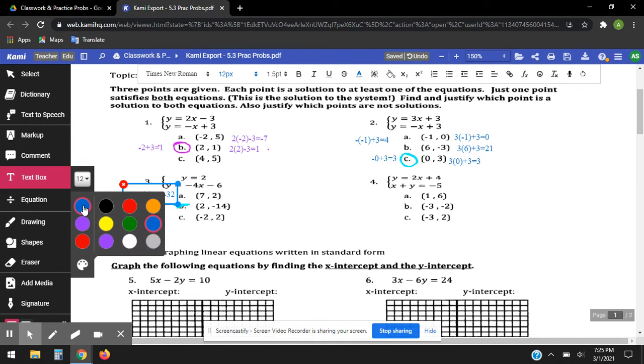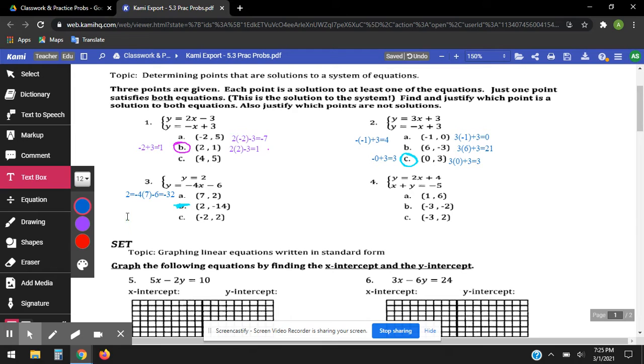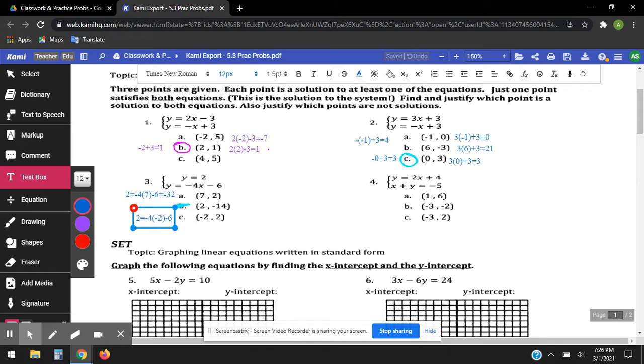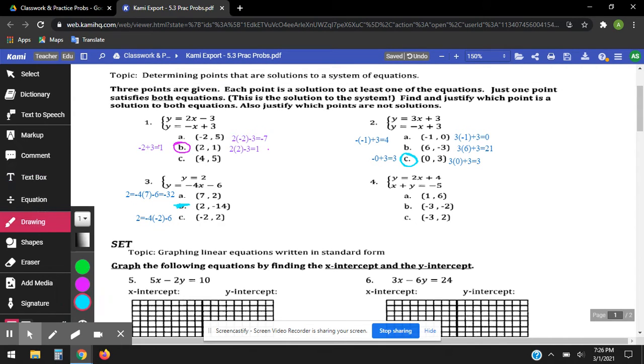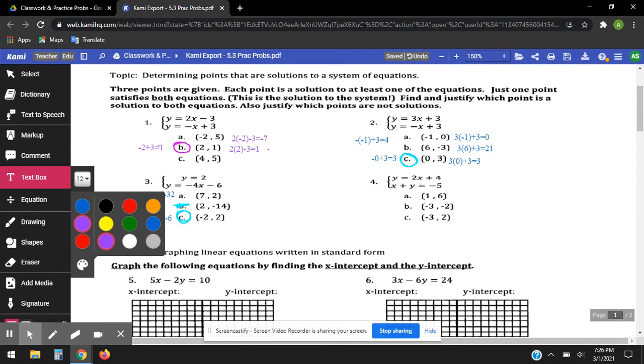So we'll assume it's the next one down here, but we've got to prove it. So 2 equals 4 times -2 minus 6. So negative times negative is positive 8, minus 6 is a 2. And so we can circle C.